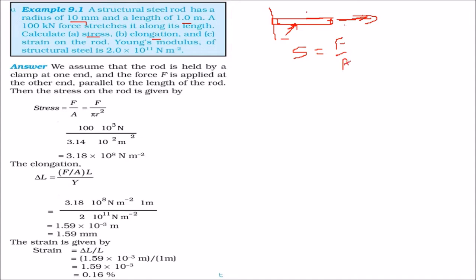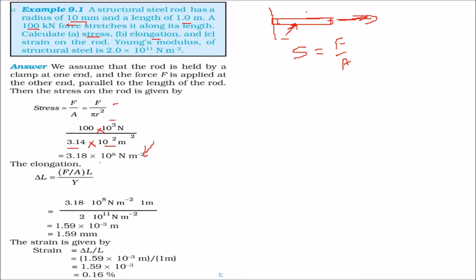Area is pi r square, this is the cross section area. So F by pi r square. Force is given, we can write 100, and then kilo, for that we write 10^3. Then pi 3.14, r square, radius is also given, so we can convert it into meter and write here. That will come around this number.